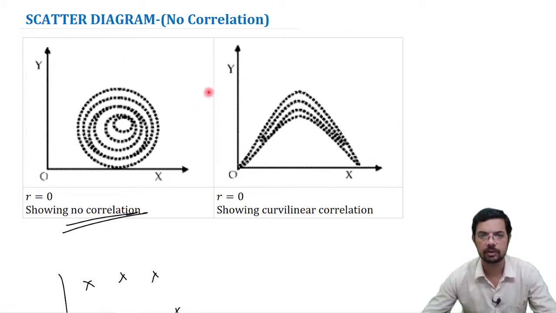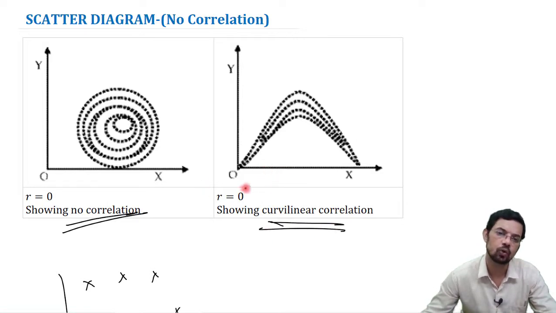Sometimes the graph or the curve may show like this. First it is increasing and then it shows a decreasing trend, or sometimes it shows a decreasing trend and then an increasing trend, or it may be a proper curve, V shape. In that case we say that it is a curvilinear correlation, but still we say that there is no correlation.